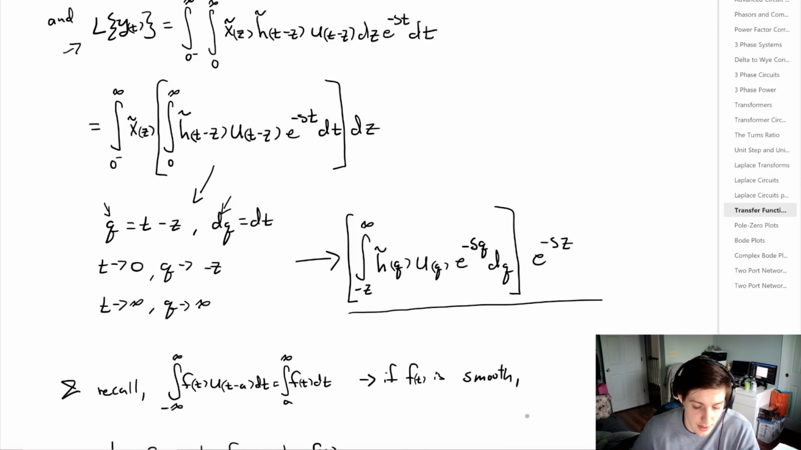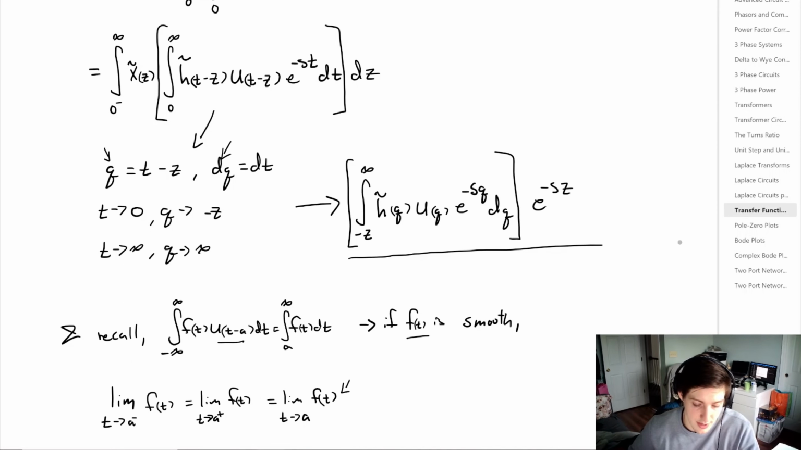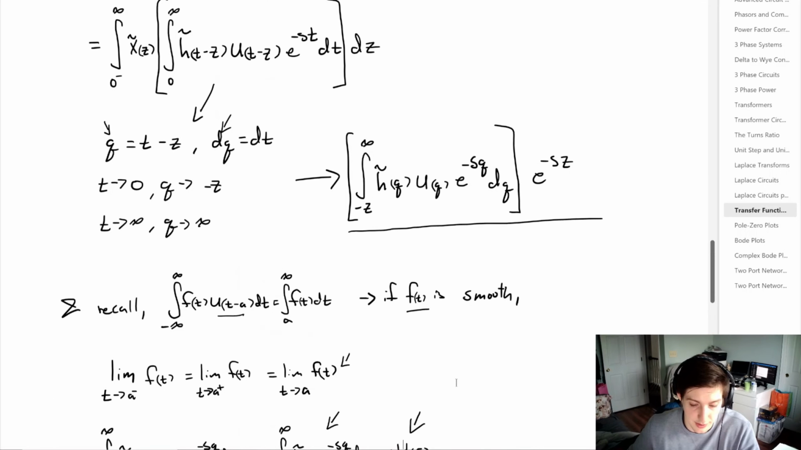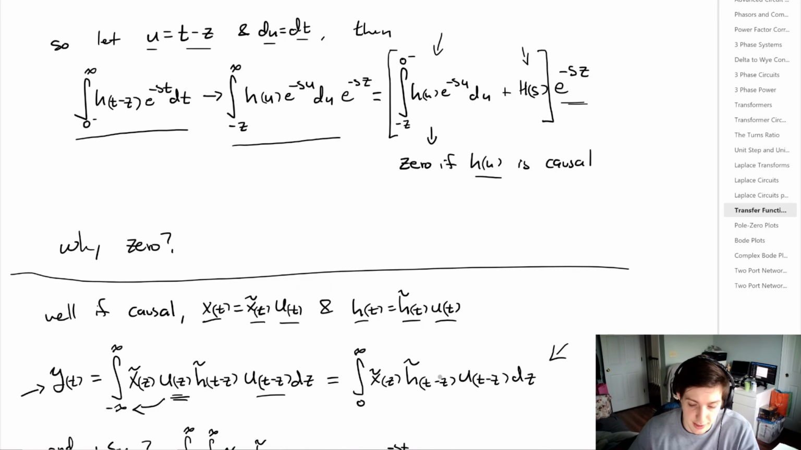And simply recall how integrals react when we have unit step functions. And we're going to consider our function that we're integrating smooth, as we have in the past. So if that's the case, we don't disappoint the mathematicians too much, but we can rearrange this integral simply where this unit step function will change this minus z to 0 from the left, such that this entire integral looks like the Laplace transform of h tilde of q, and that's going to be equal to H of s. So that's why in this statement here, if h is causal, this integral goes to 0. We're simply left with H of s.